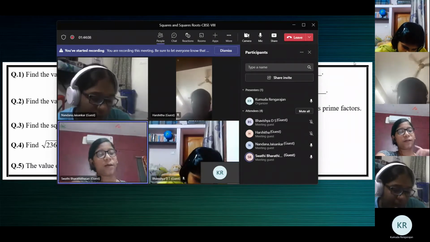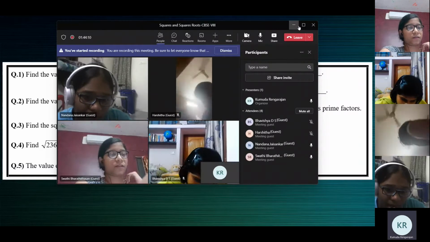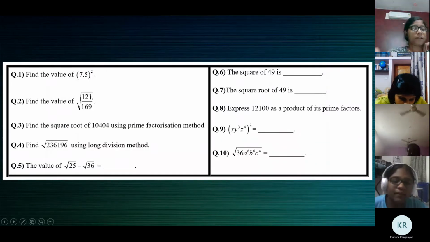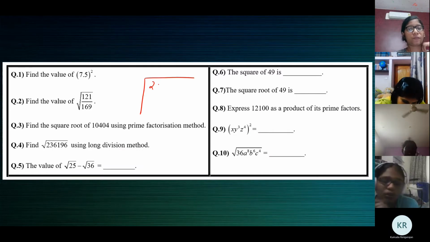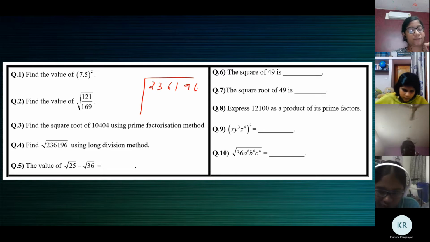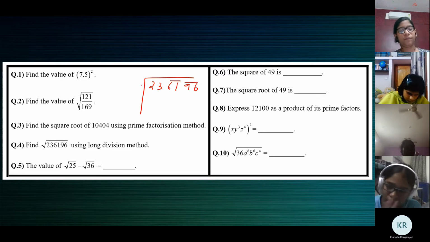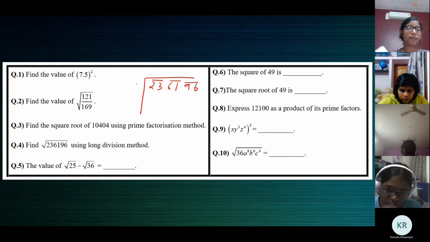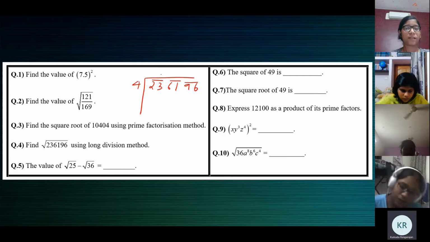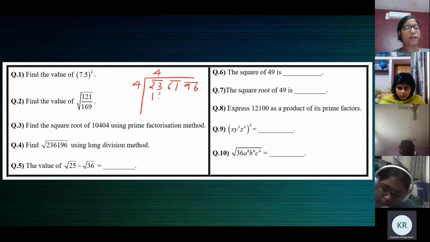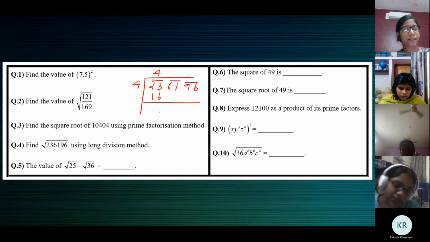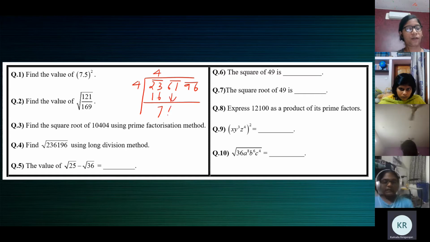Okay. Ma'am, shall I say how I did using long division? Yes. Ma'am, first I start from the ones place, ma'am. So the first pair that I solved was 23, ma'am. The number just less than 23 is 16, ma'am. So 16 comes when it is multiplied like 4 into 4, ma'am. And then after subtracting it, we will be getting 7, ma'am. So we need to put down the next pair, that is 61. Bring the next pair down.